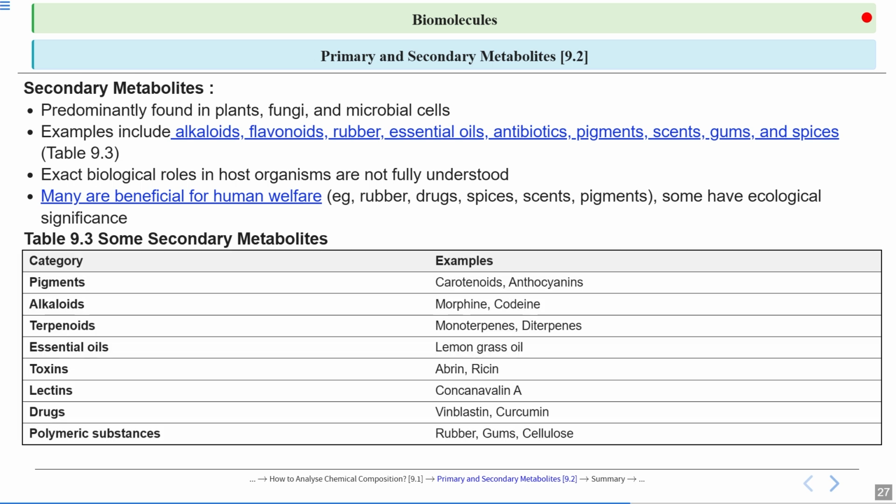Now, this is a table showing you some secondary metabolites. You can see here the pigments, alkaloid, terpenoid, essential oil, toxin, lectins, drugs, polymeric substances. These are all secondary metabolites. Examples of the pigments are carotenoids and anthocyanins; alkaloids are morphine and codeine; terpenes are monoterpenes and diterpenes; essential oil, lemongrass oil; toxins are heparin and ricin; lectins are concanavalin A; drugs are vinblastine and curcumin; and polymeric substances are rubber, gums and cellulose.